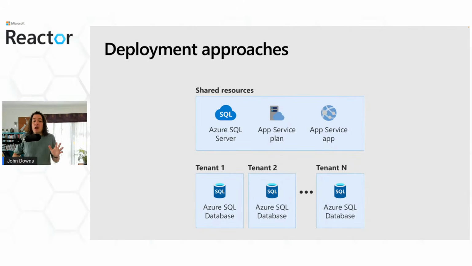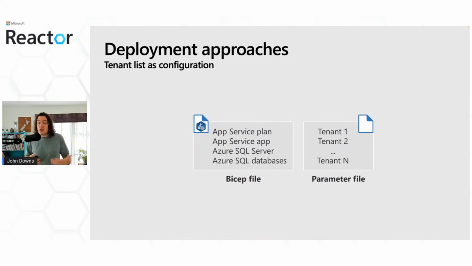So let's consider a horizontally partitioned architecture with some shared application components and a single shared Azure SQL Server, and then with databases for every tenant. So similar to the approach we talked about before. Now, we somehow need to deploy those tenant-specific databases and potentially also need to make a note of the mapping between a tenant ID and a database, and maybe even store the connection strings for those databases or other information about the database. So one option is to store our tenant list in a configuration file somewhere.